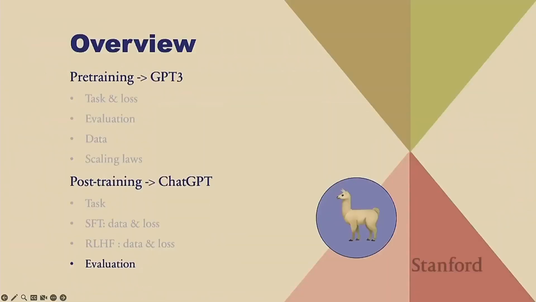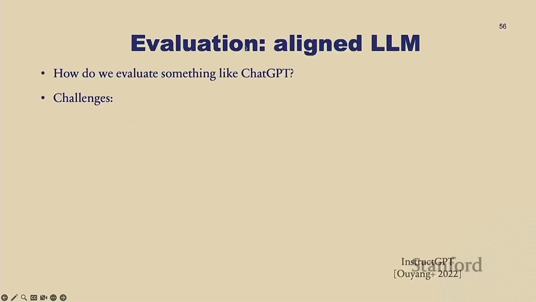Okay, so that gets us to evaluation of post-training. That goes back to your initial question at the beginning of the lecture. How do you evaluate something like ChatGPT? The answers that ChatGPT could give are basically unbounded. And it's not that there's one right answer. There are many answers that are just as good.